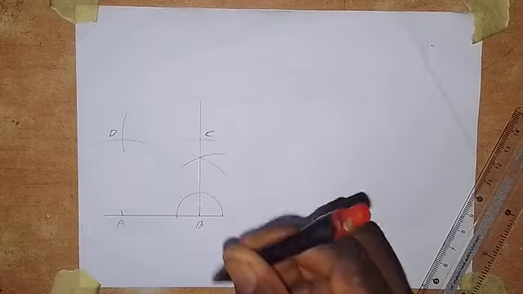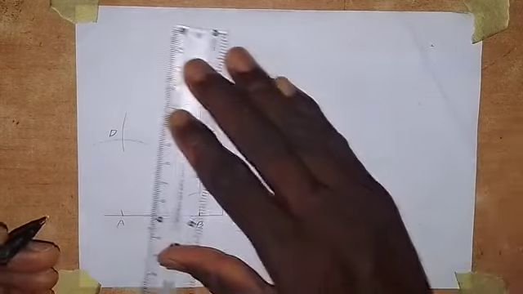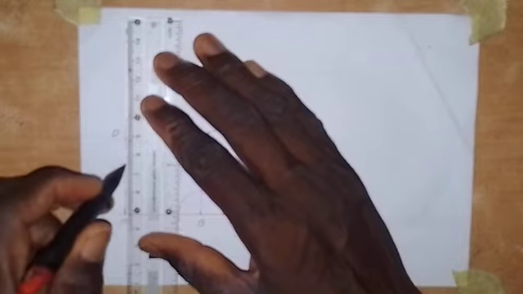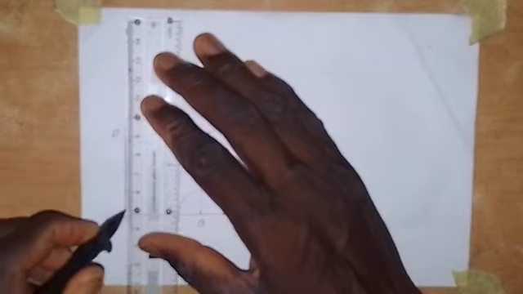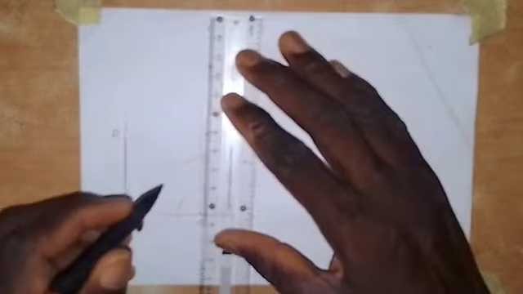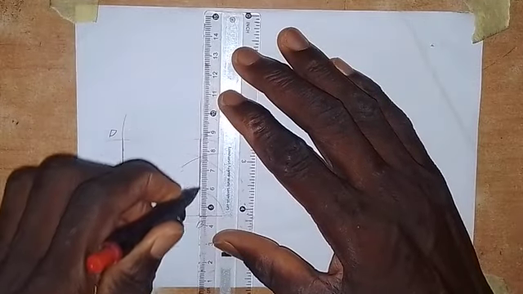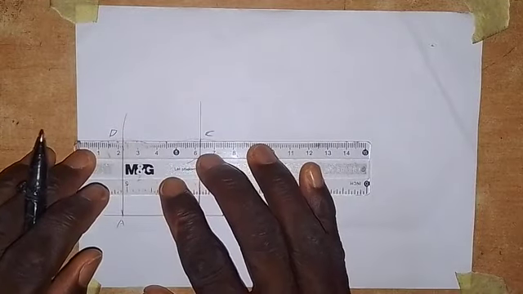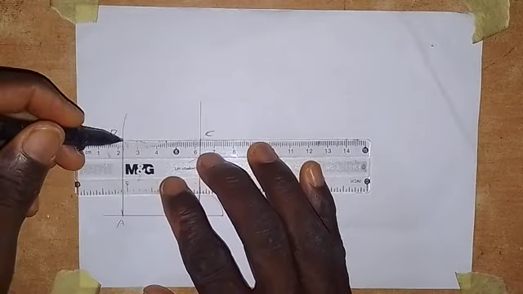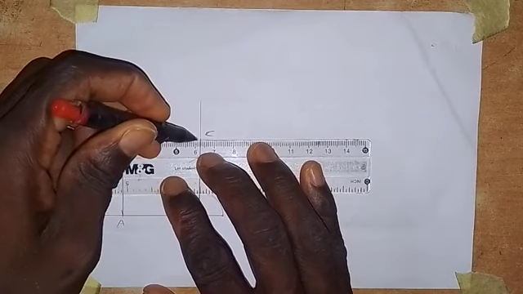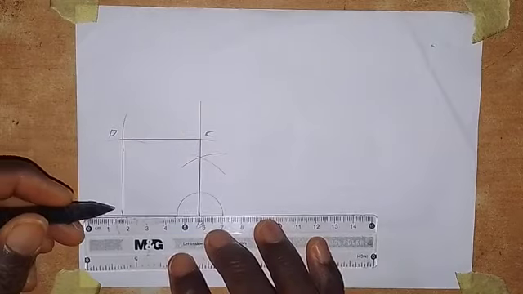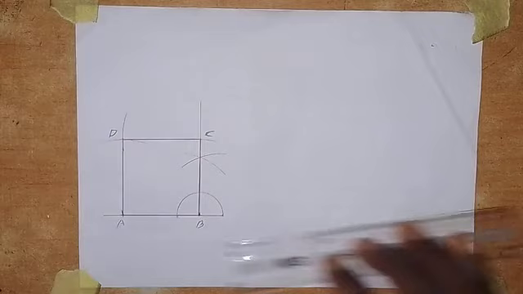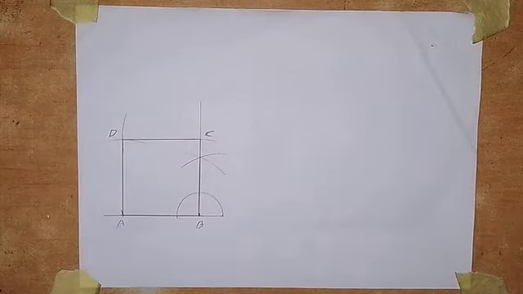What we have to do now is to join the points together. Connect A and D together with a straight line, and make this line a thick line. Then connect point C and D together with a straight line. So here we have the square. Let's make this line a thick line. So here we have the square whose length is 40 millimeters.